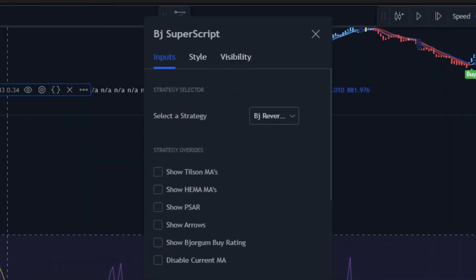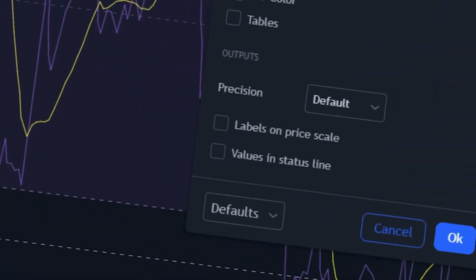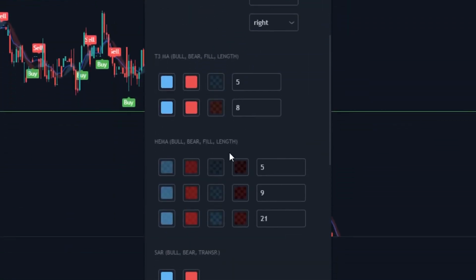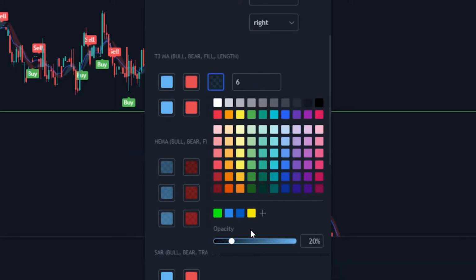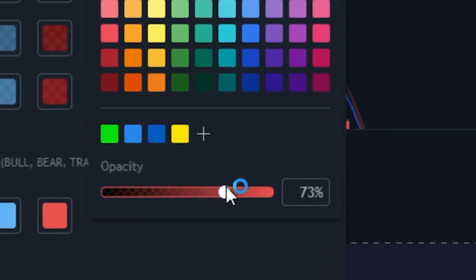Next, let's change the settings to the BJ superscript indicator. Go to the Style tab and uncheck every single box. Yes, every single box. Then go to the Inputs tab, scroll all the way down to here and change the value from 5 to 6. Then as a personal preference, I'm gonna raise the opacity a bit to our lines so we can just see them just a little bit better.